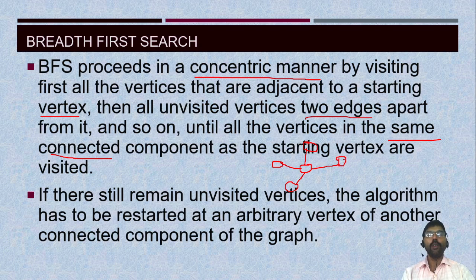we visit the nodes which are 2 edges apart from this starting node, that is the nodes which are connected to this one. For example, if this is connected with 2 nodes, then I will visit these 2 nodes. If this node is connected with 2 more nodes, I will visit these 2 nodes. In the next step, I will visit all the adjacent nodes which are 3 edges apart from this one, and so on.